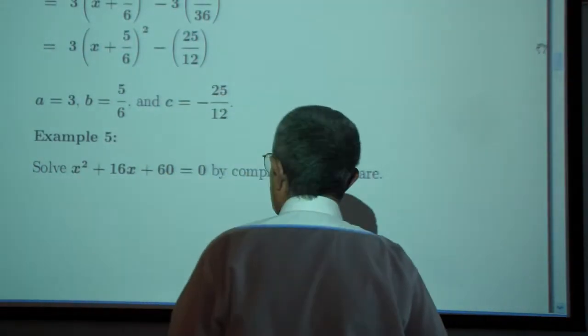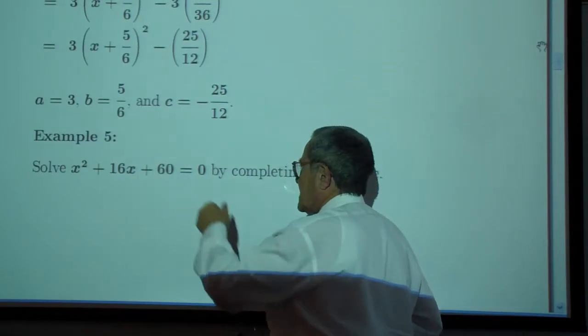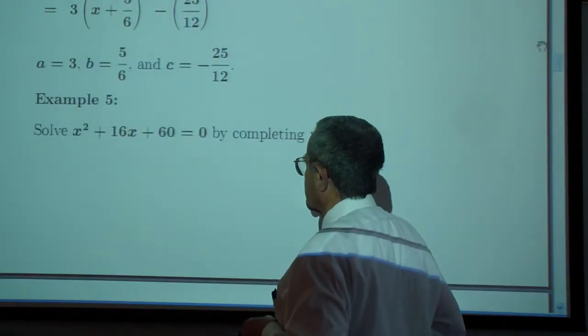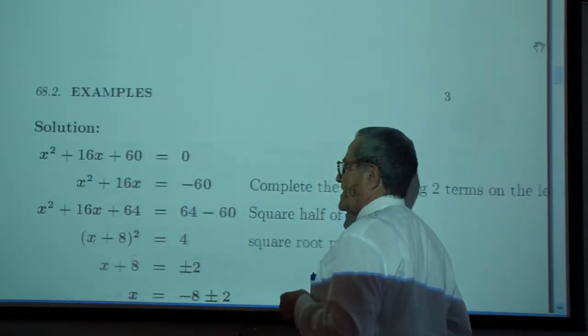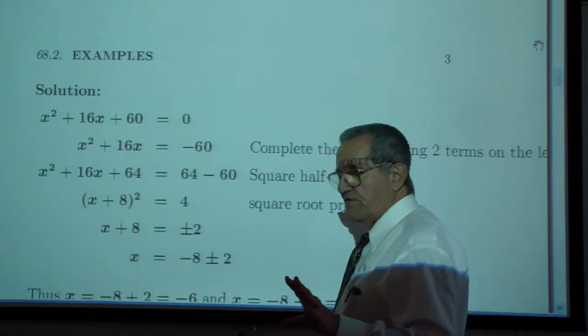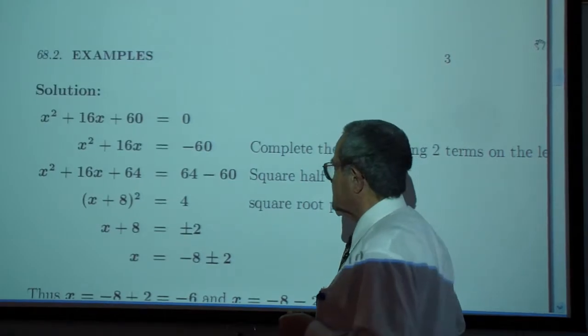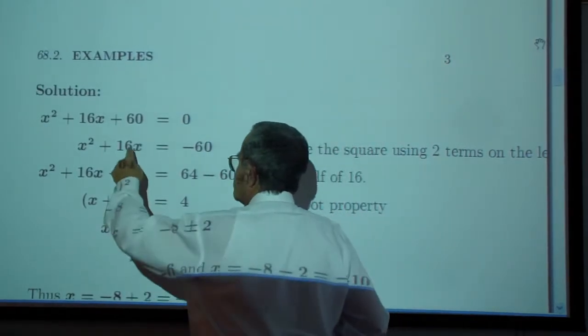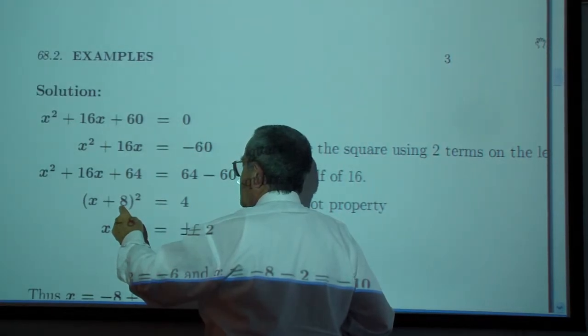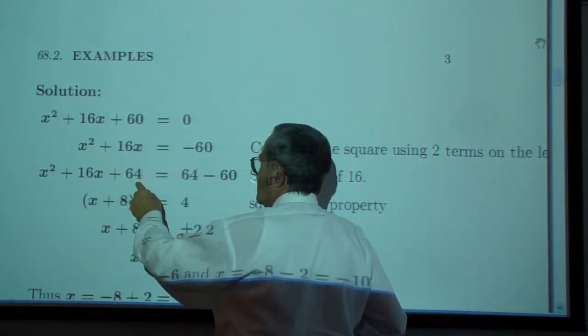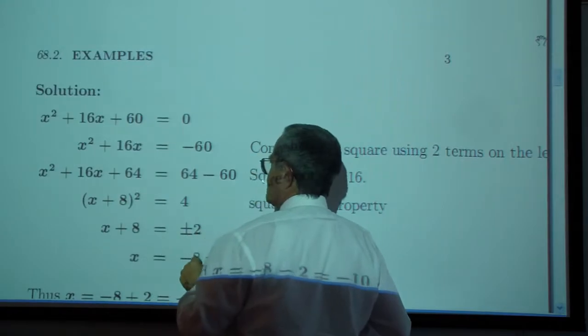Example 5. You want to solve this by completing the square. Okay? That 60, let's get it out of the way. We are not doing anything with it, we are just parking it. Now the 16 here, you need 1/2 of that, which is 8, and then the 8 squared is 64. This trinomial is a perfect square.